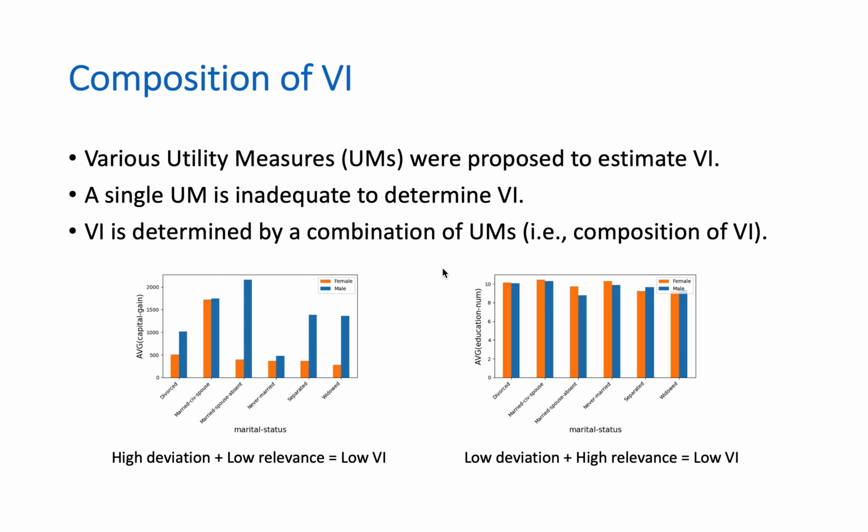However, not a single utility measure will be adequate to determine the view interestingness, like the example below. So if a view has high deviation, but it's not very relevant to the user's task, it will have low interestingness. On the other side, if a view is very relevant, but it has low deviation, then it will also be not interesting. So you can see that the view interestingness is actually determined by a combination of different utility measures. And we call this combination the composition of view interestingness. So our work is to find out how the different utility measures are combined to form the final utility interestingness of a view.